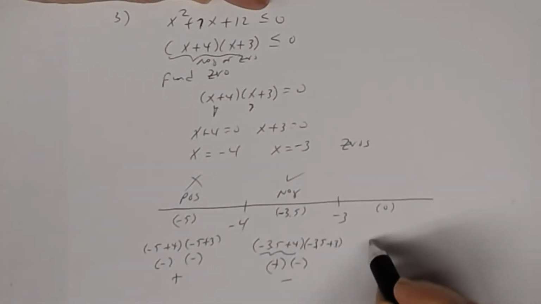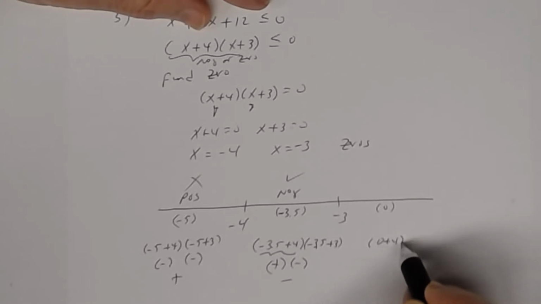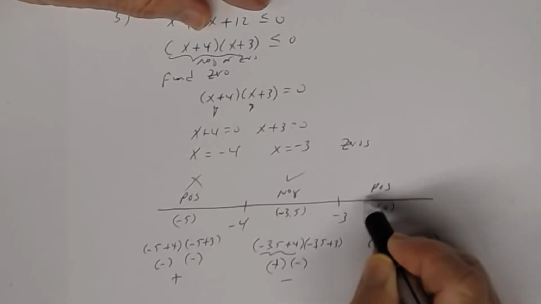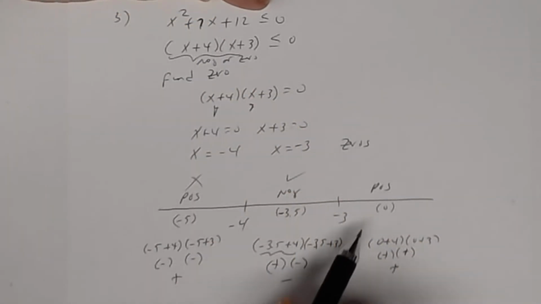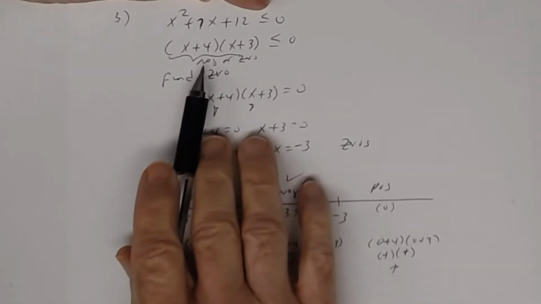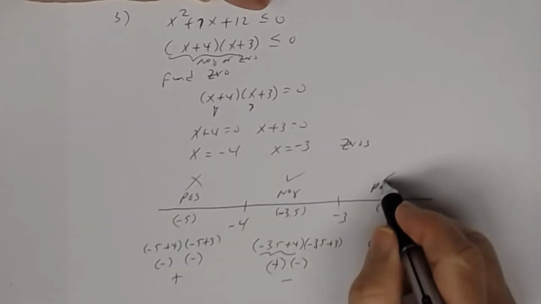For 0, you're going to say 0 plus 4 times 0 plus 3. 0 plus 4 is 4. That's positive. 0 plus 3 is 3. That's positive. A positive times a positive is a positive. So any number in that interval is going to make this product, or this trinomial, a positive number, which is something I don't want. I want negative or 0.